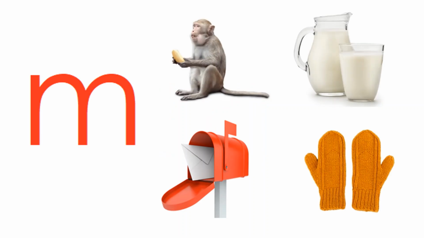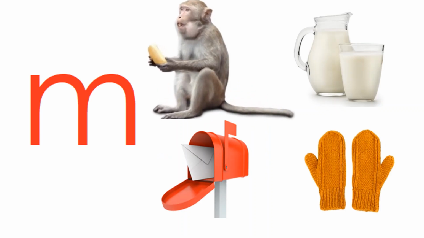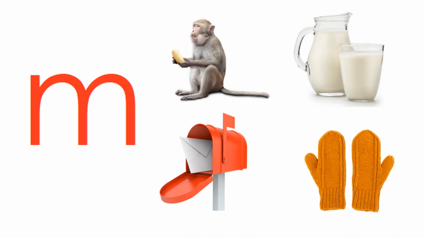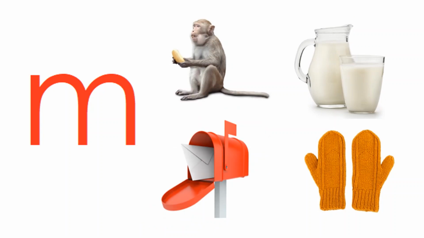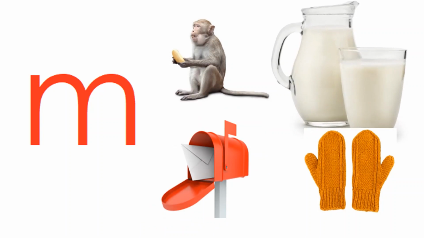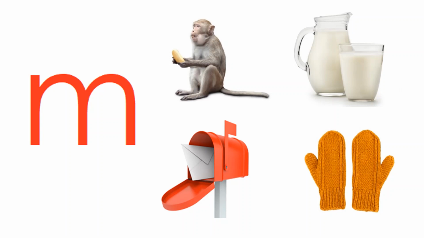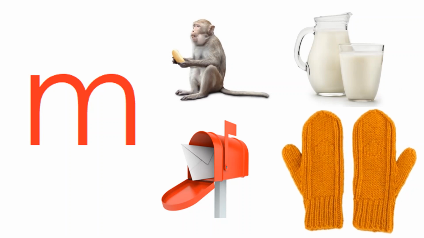Good morning, children. Today we are going to learn letter M, N, and their sound. This is M. M sounds like m. Say monkey, monkey. Mailbox, mailbox. Milk, milk. Eaten, meaten.